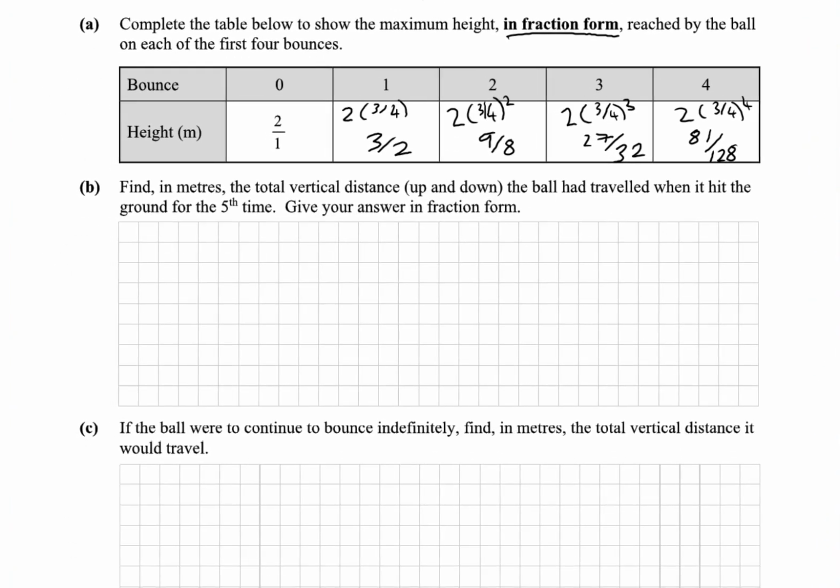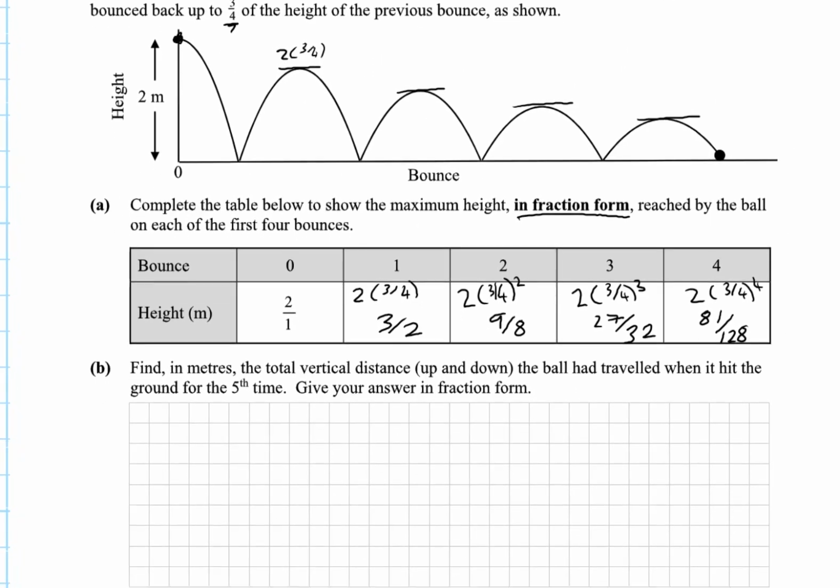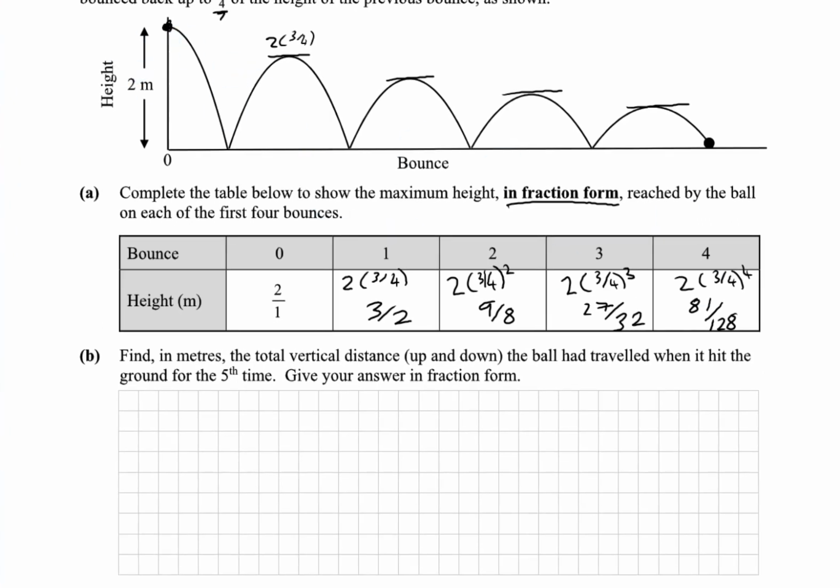So now what we're asked is we need to find, in meters, the total vertical distance, so up and down, the ball traveled when it hit the ground for the 5th time. So what we're basically looking at is, if I just drop it up to try and fit the whole screen, we have this part here, which is 2.